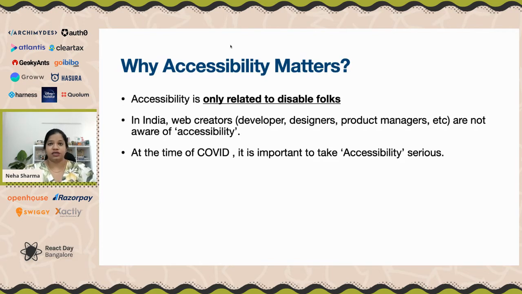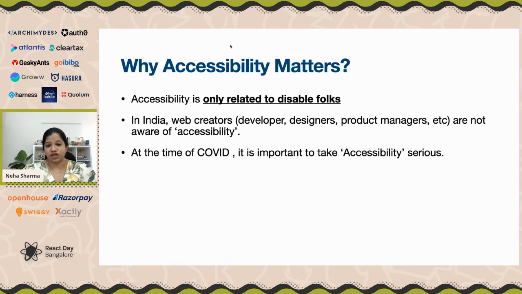For example, the keyboard is one of the most common and freely available assistive tools through which people access web applications. And it's not a rule written anywhere that you need to be disabled, permanently or temporarily, to use that keyboard. So accessibility is not just related to disabled folks, it is related to everyone.